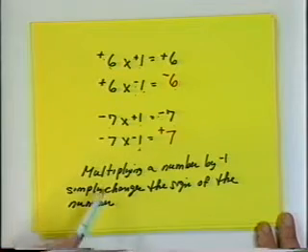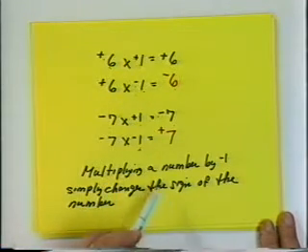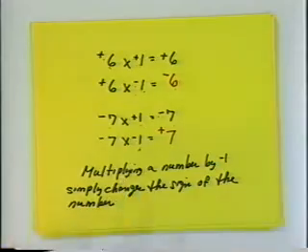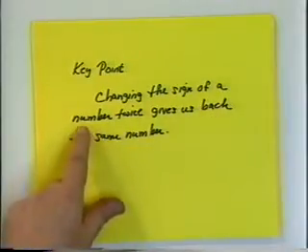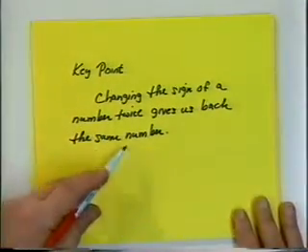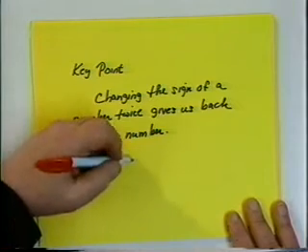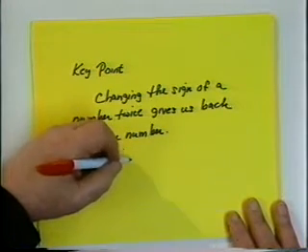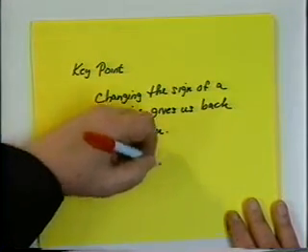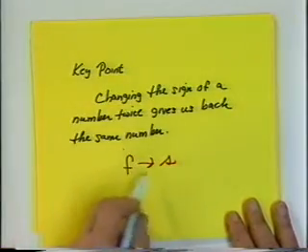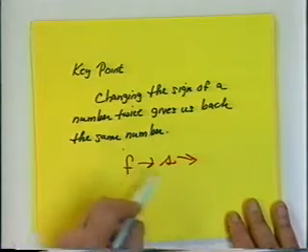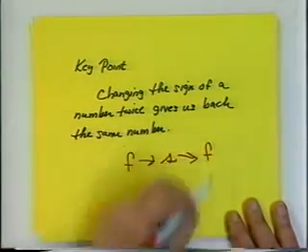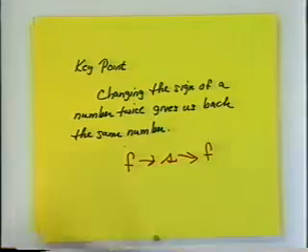Okay? And therefore, if you multiply a negative by a negative, you've changed the sign twice. And the key point is that changing the sign of a number twice gives us back the same number. Do you see why? If you're not changing the magnitude, there's only two possible signs. So if you go from the first sign to the second sign, and now you change the sign again, you only have two choices, so if it's not the second, it must be the first. So let's summarize now.